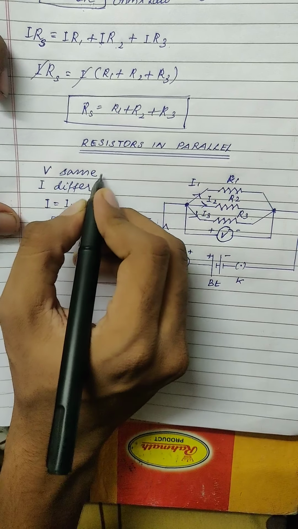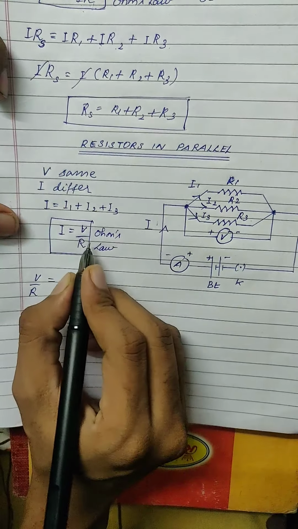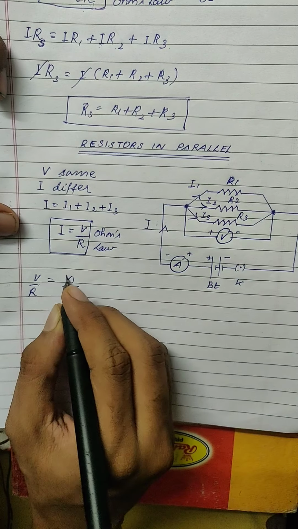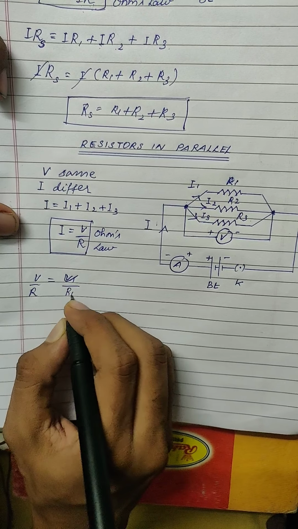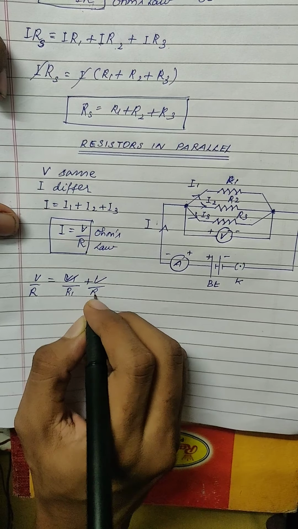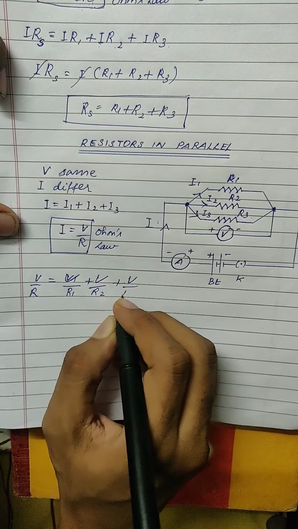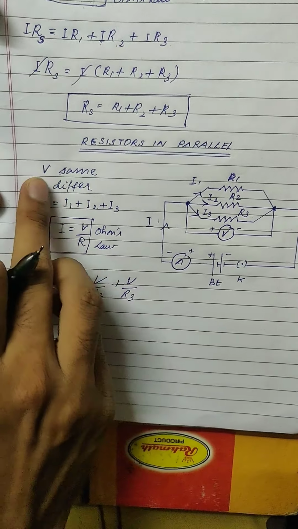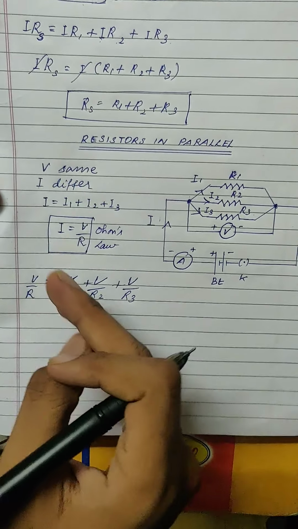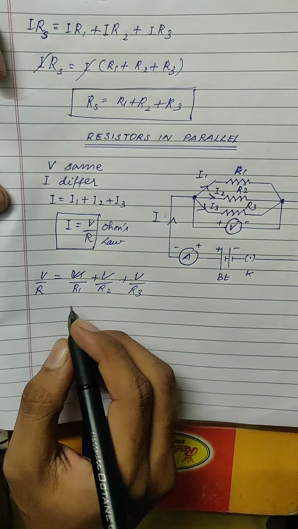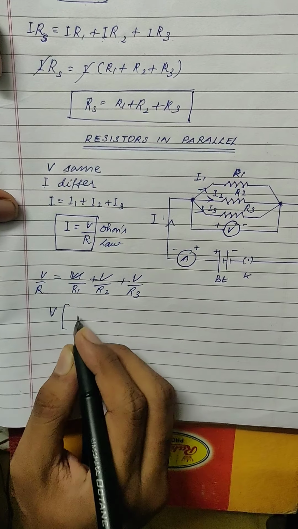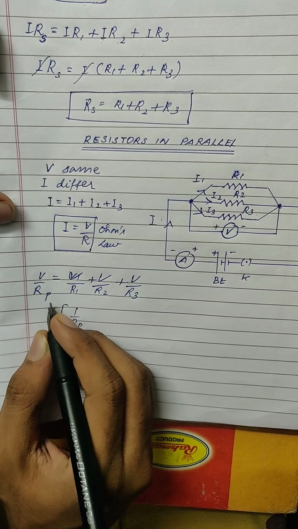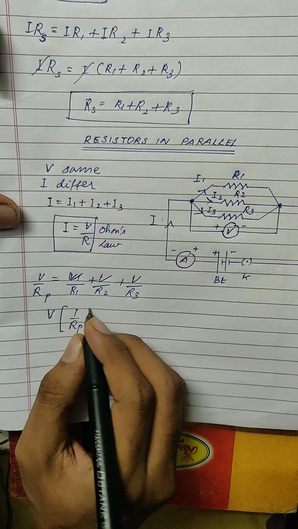But since the potential difference is the same, we are not going to use V1, V2, V3. So instead we will be having V by R1 plus V by R2 plus V by R3. We are not using V1, V2, V3 because the potential difference is the same, the logic that we applied in series. So now what will happen? You can take V as common out. You will be getting 1 by R and I am using P to represent parallel combination. Okay, so 1 by Rp.